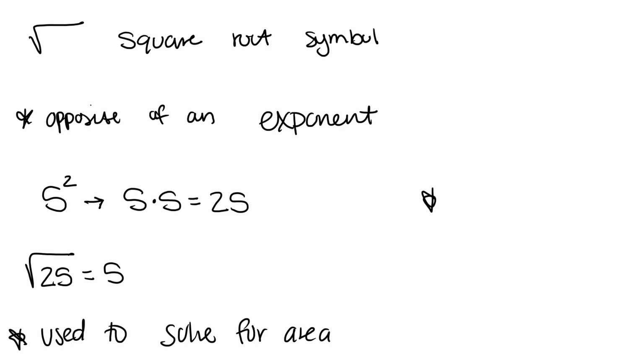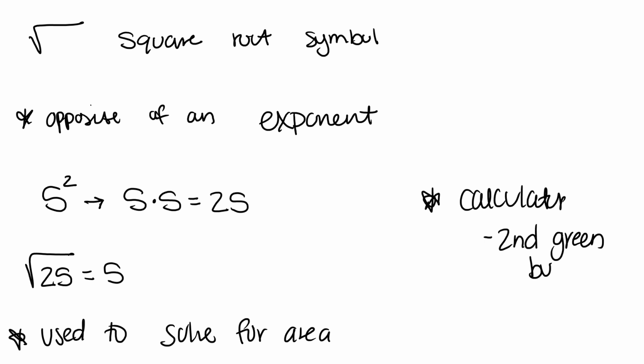As a side note, on your calculator, hit the second green button and then click x squared on the left-hand side. For our problems, we are going to have 15 perfect squares that you will have to memorize.